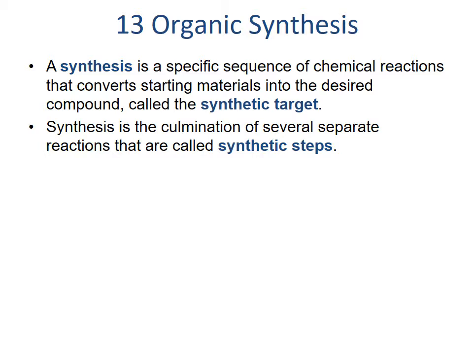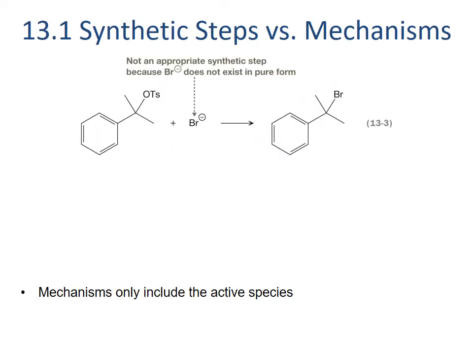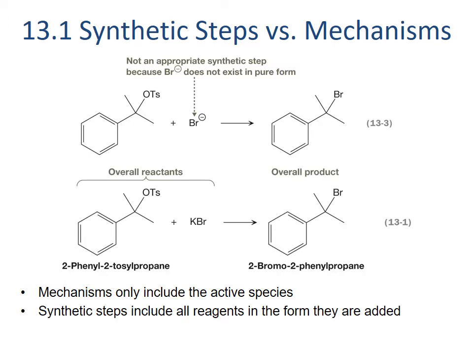Synthesis, in the sense of organic chemistry, always involves specific chemical reactions, called synthetic steps, to reach a desired synthetic target. We draw out synthetic steps a little differently than we draw out mechanisms. Mechanisms only include the active species, which often aren't added in isolation. A synthetic step includes all reagents in the form in which they are added.